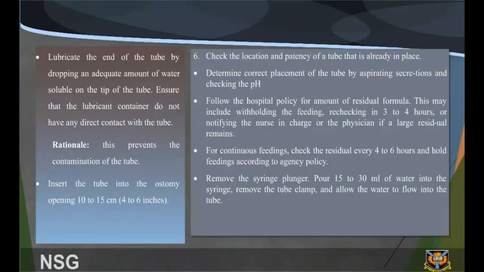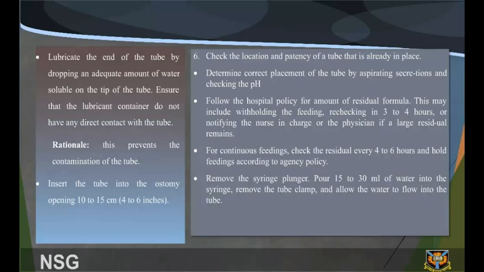Lubricate the end of the tube by dropping an adequate amount of water-soluble lubricant on the tip of the tube. Ensure that the lubricant container does not have any direct contact with the tube. This prevents the contamination of the tube. Insert the tube in the ostomy opening, 10 to 15 cm, 4 to 6 inches.